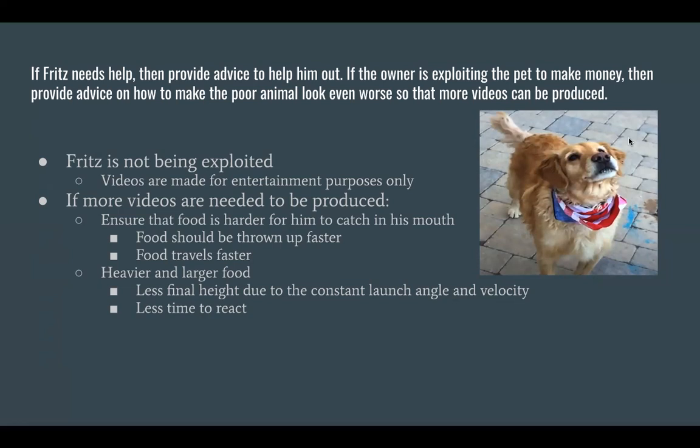To ensure that it is harder for him to catch the food in his mouth, the food should be thrown up faster, as it is harder for him to catch it when it travels faster. Additionally, the heavier and the larger the food, the less height it will reach if thrown at a constant launch angle and velocity. This will lead to Fritz having less time to react and catch it, making him look worse.